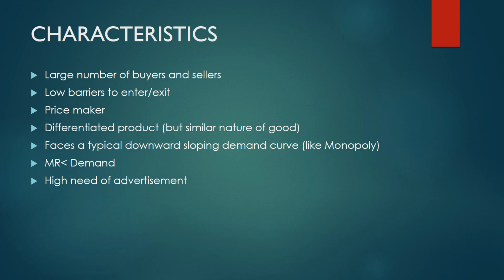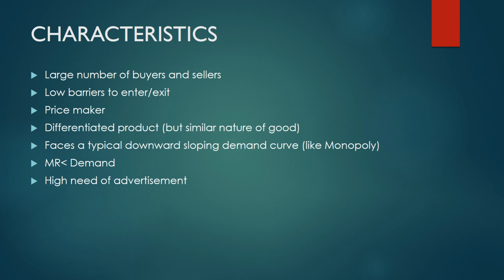And then there are low barriers to entry and exit. So this one is also a trait of perfect competition. There are low barriers or free entry and exit, but on a scale from perfect to imperfect market, monopolistic competition is comparatively expensive to enter as compared to perfect competition, but it's cheaper if you compare it to setting up an oligopoly firm or a monopolist firm. So we assume there are low barriers to entry and exit, and that's why there are so many buyers and sellers in the market. So the first two traits are like perfect competition.